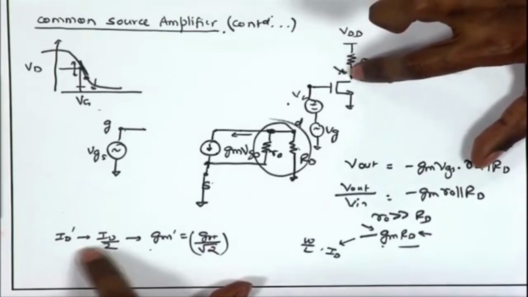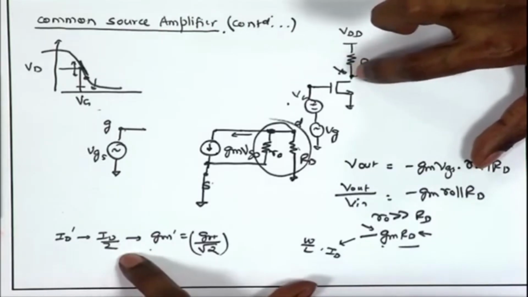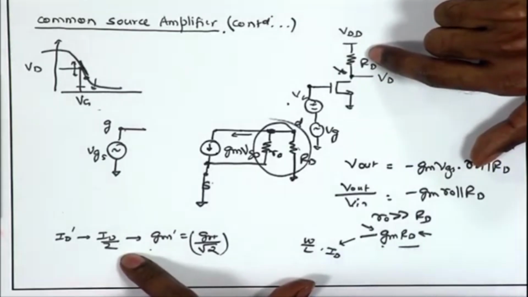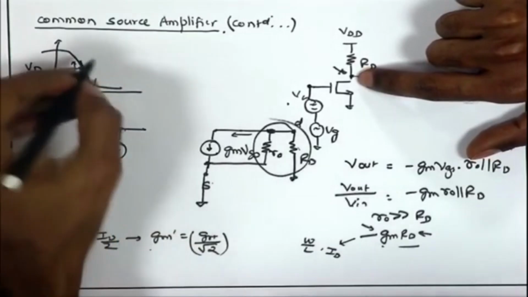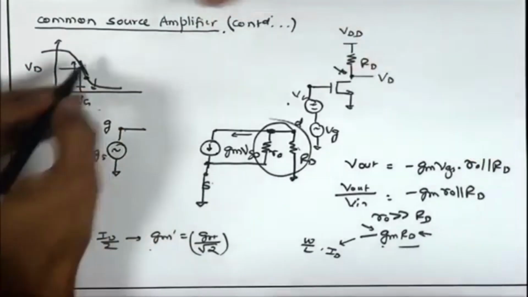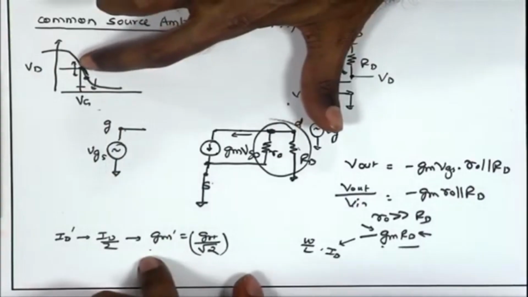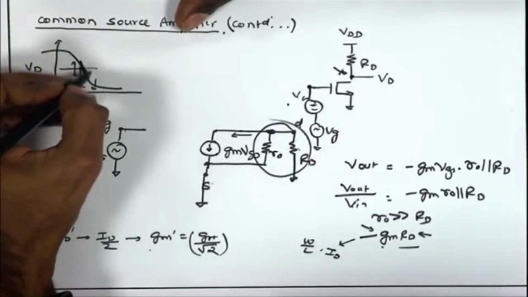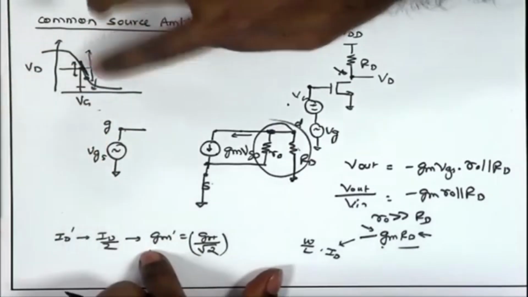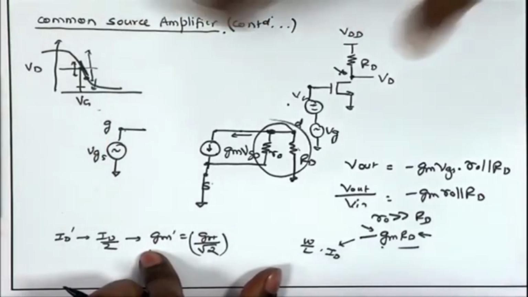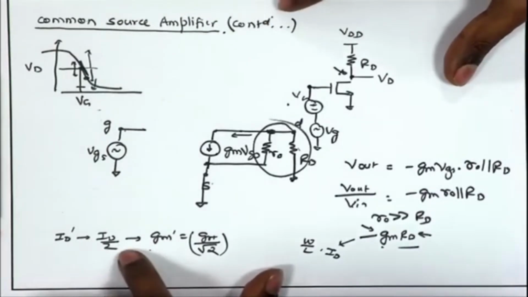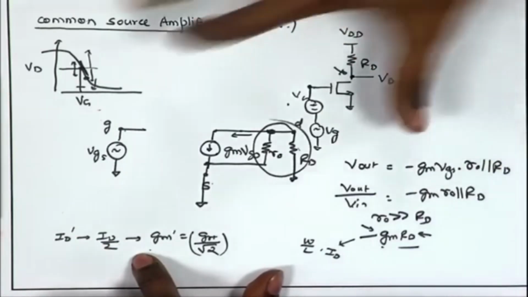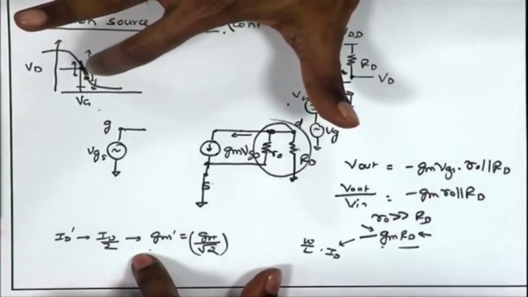Here if my Id is reduced to Id by 2, I can increase my Rd to twice while maintaining the same DC point at the output. So, I was at this point to begin with, I had a certain Id, I was at a certain Vg and Vd, and therefore, I had biased my amplifier at the midpoint, lower and higher side, we have equal room. But now, if I reduce Id to Id by 2, then of course, I can increase the Rd by the same factor to go back to the same DC point Vd.